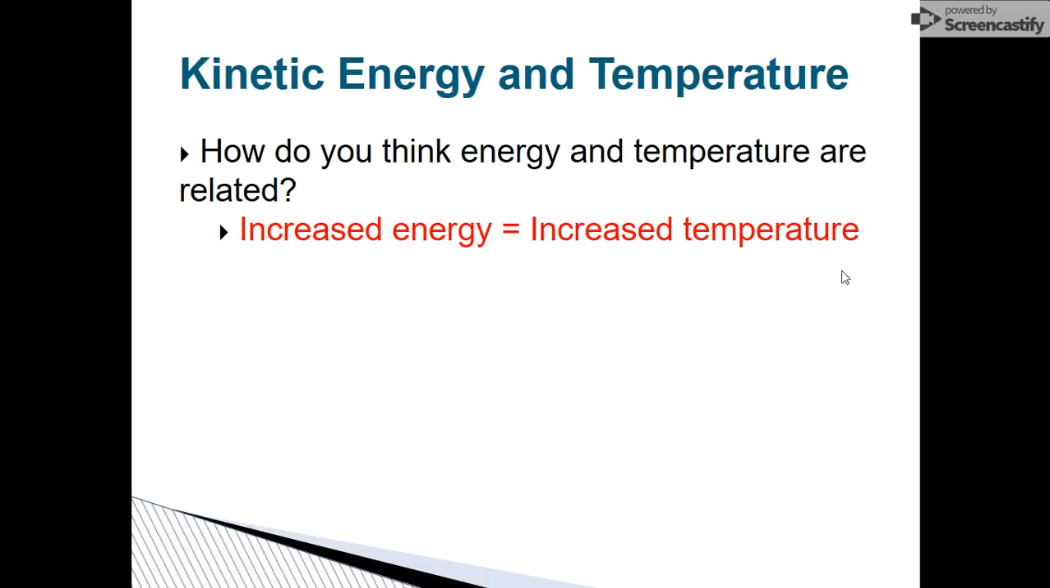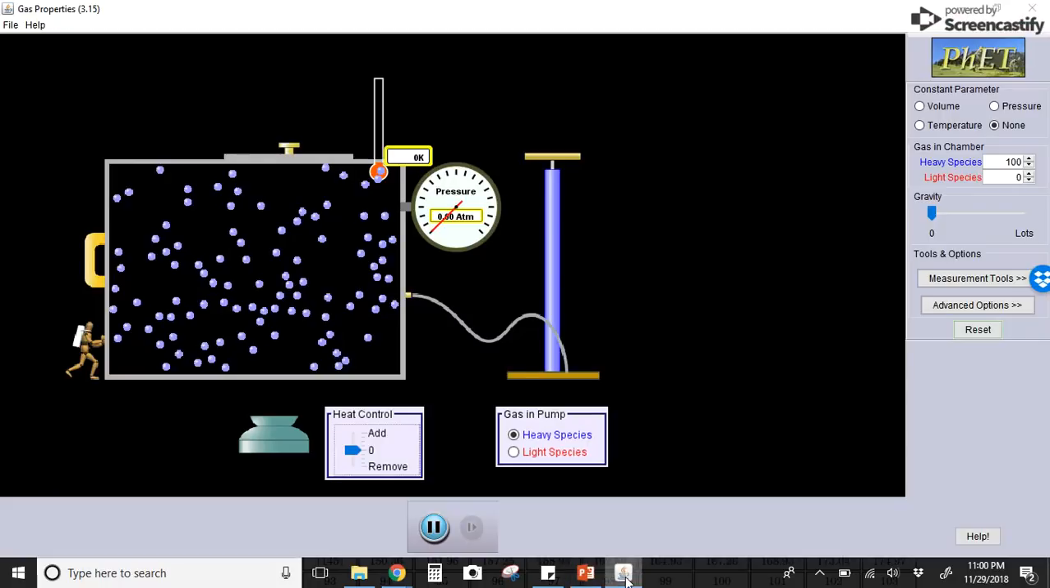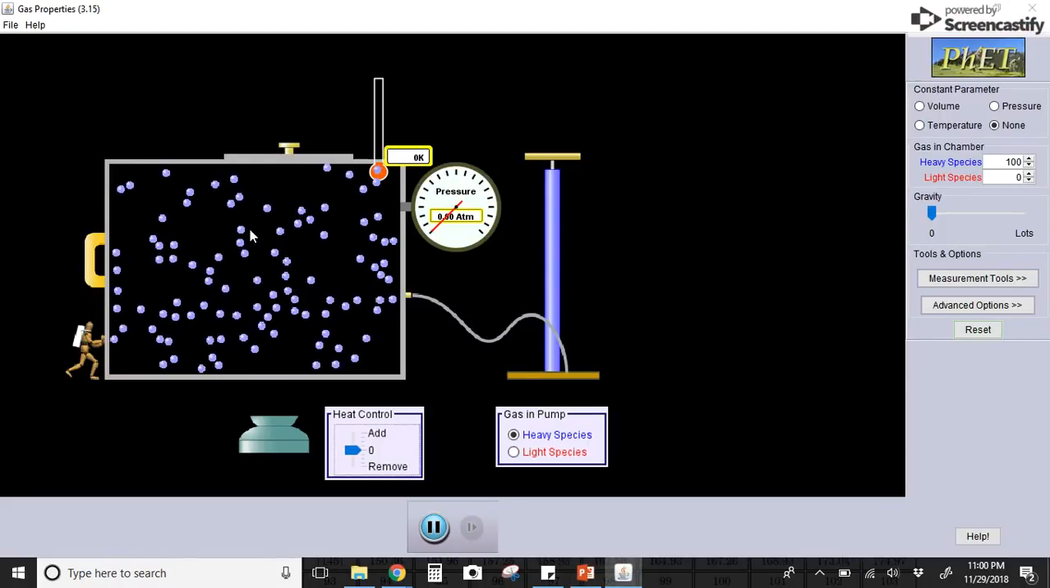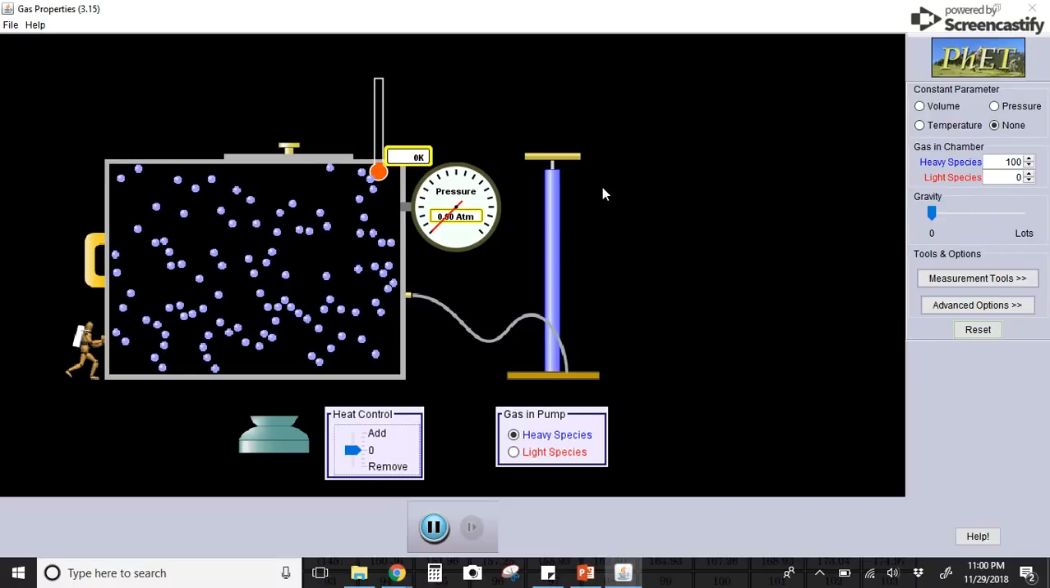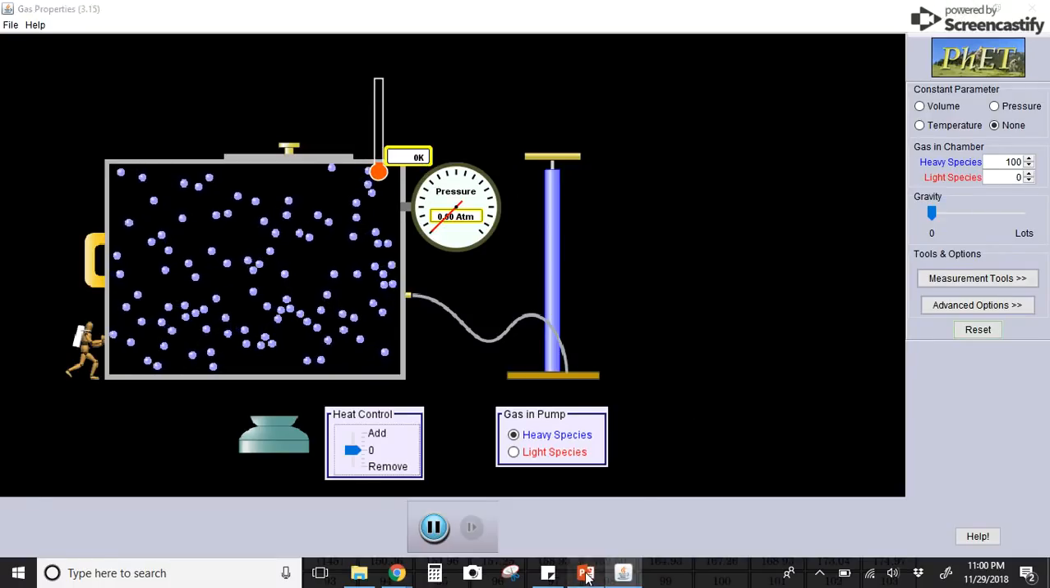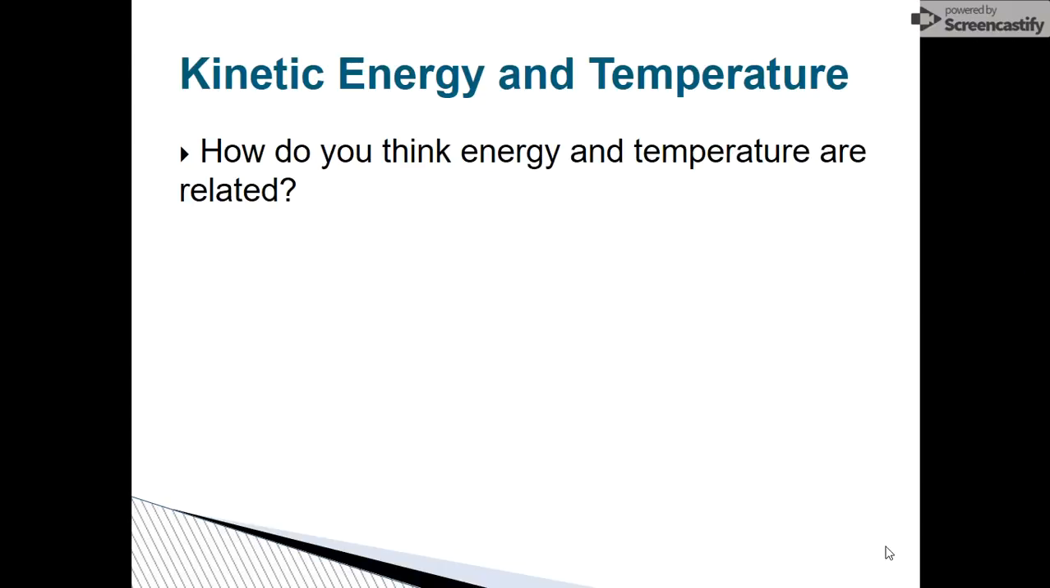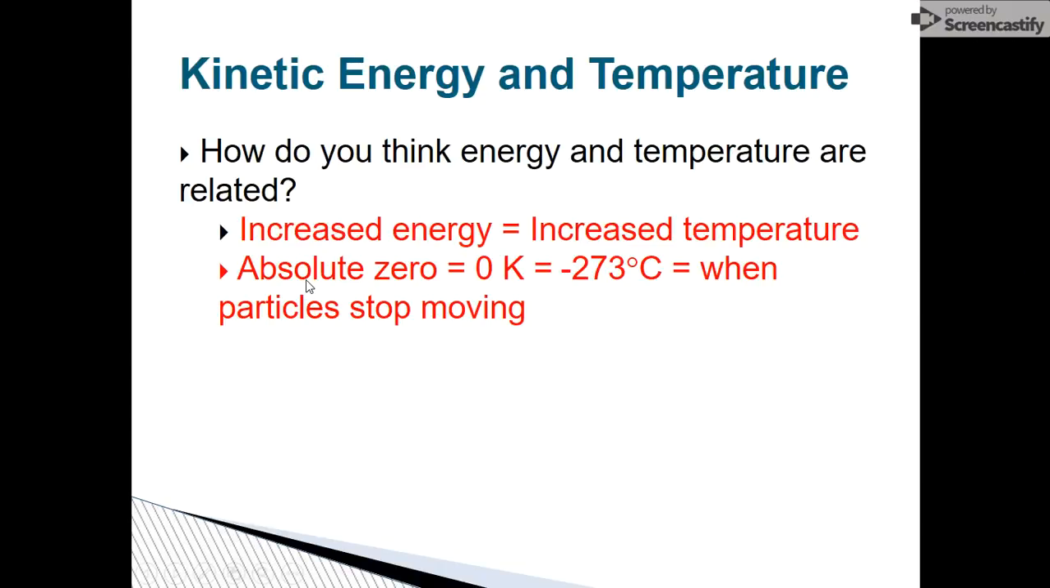And I can decrease the temperature enough that I have zero energy, which is that 0 Kelvin, which remember is this moment when the particles have no energy because it's 0 Kelvin, and so they stop moving. So in chemistry, we call that absolute zero. So absolute zero is 0 Kelvin, or you can also think of it as negative 273 degrees Celsius, and that's when the particles absolutely stop moving.